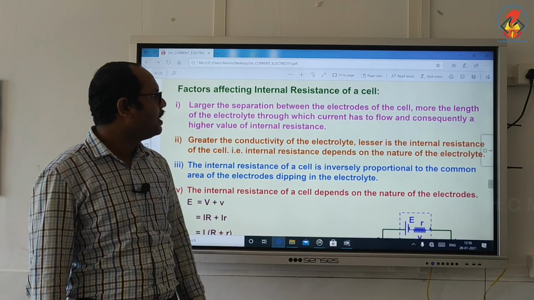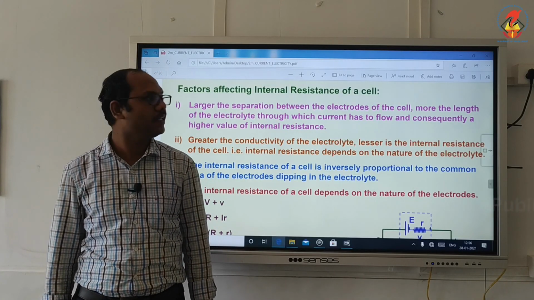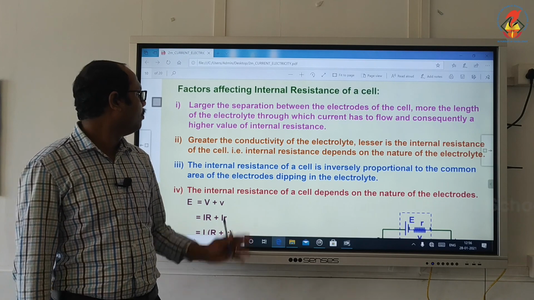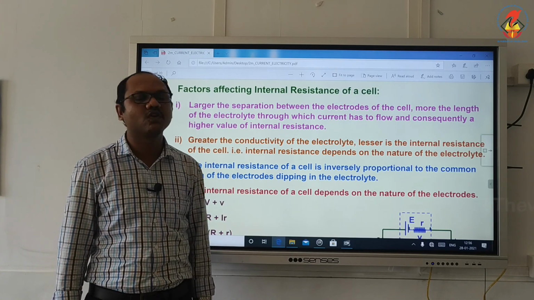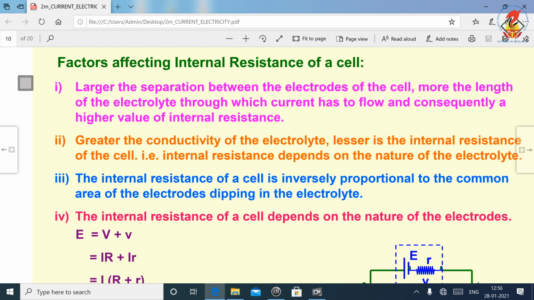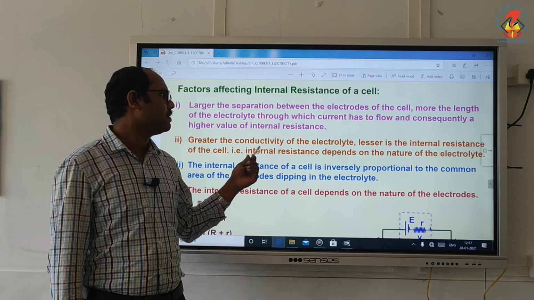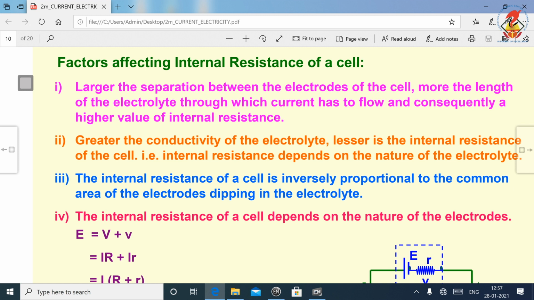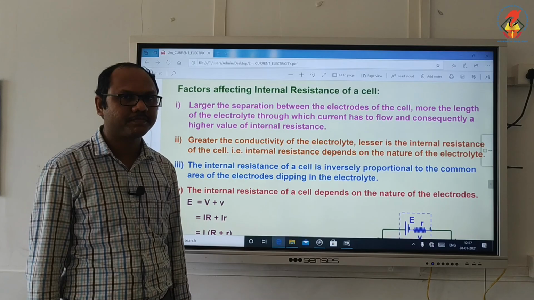First one, the larger the separation between the electrodes of the cell, the more the length of the electrolyte through which the current has to flow. So, consequently, the higher the value of internal resistance. Larger the separation between the electrodes, higher will be the internal resistance. Then, next one, greater the conductivity of the electrolyte, lesser is the internal resistance. So, the internal resistance depends upon the nature of the electrolyte.